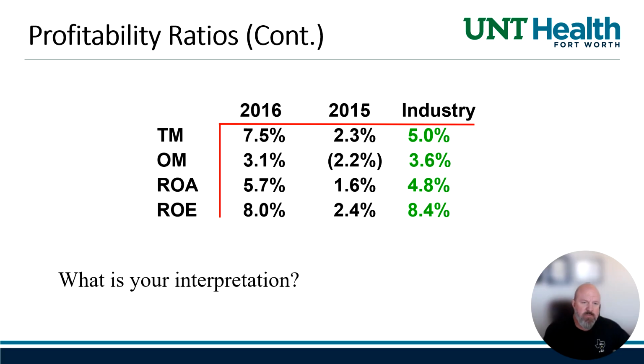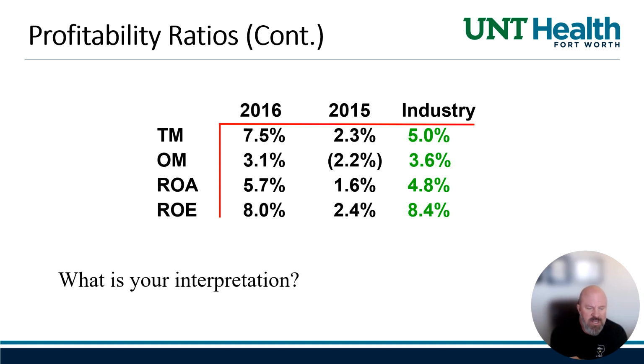Here are these profitability ratios put in straight line formula, 2015 and 2016. Your total margin, 7.5% in 2016, and in 2015 it was 2.3%. Your operating margin in 2016 was 3.1%, and in 2015 it was negative 2.2%. So something went badly wrong there that year, and they actually lost money in their operating margins that year.